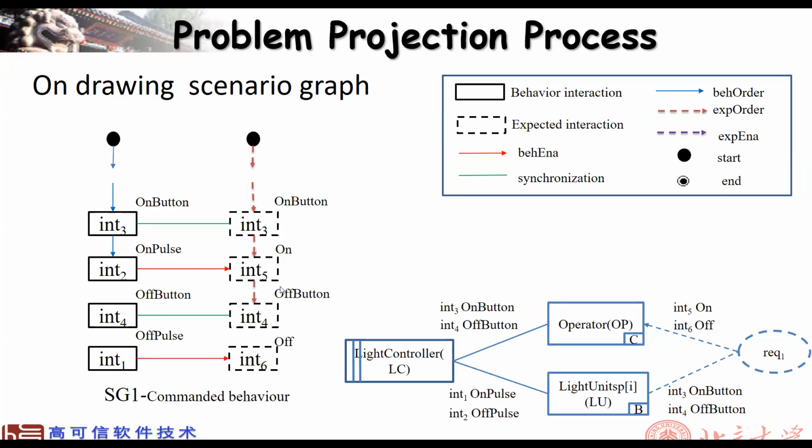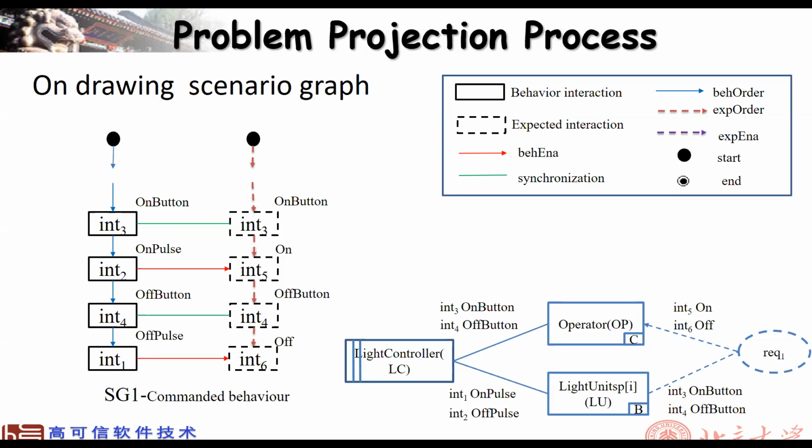And if you get an off button and you expect the light unit will be off, then the tool will automatically give you the relation between off button and off pulse. Which means that the derivation is automatic.